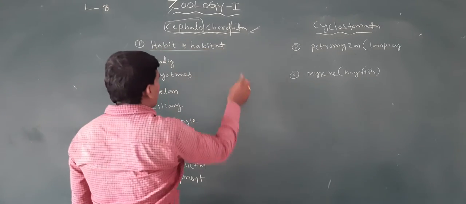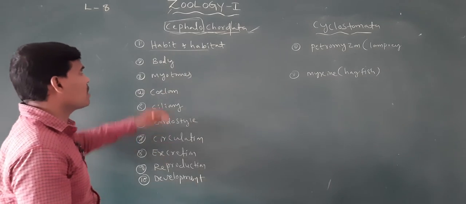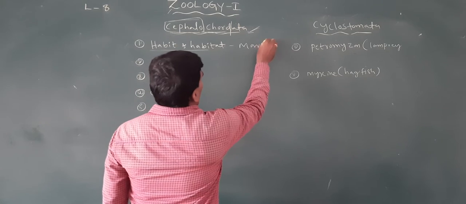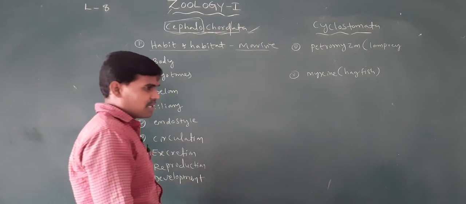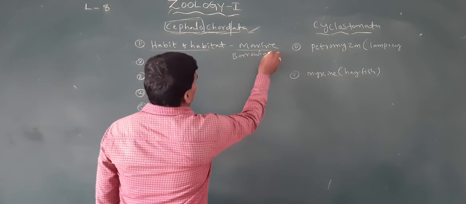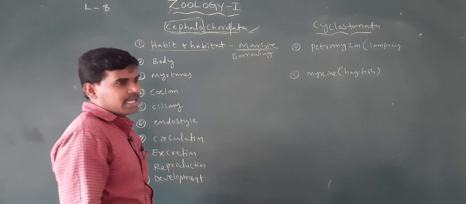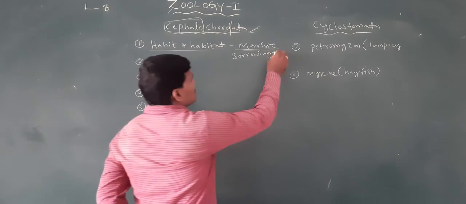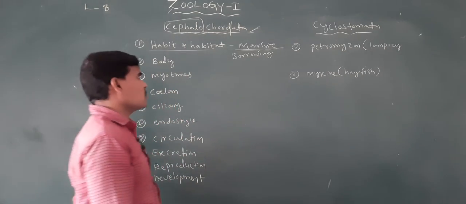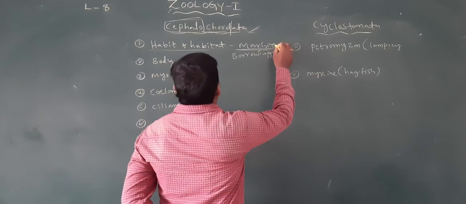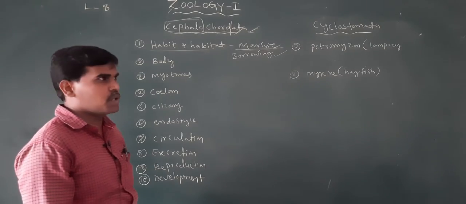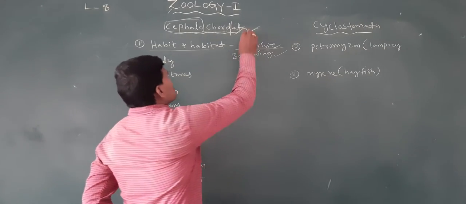Now the general characters, habit and habitat. Where do these cephalochordate animals live? They are mostly marine water animals, sessile and burrowing. They live on seashores in sandy places and make burrows. Examples of Cephalochordata are Amphioxus and Branchiostoma.